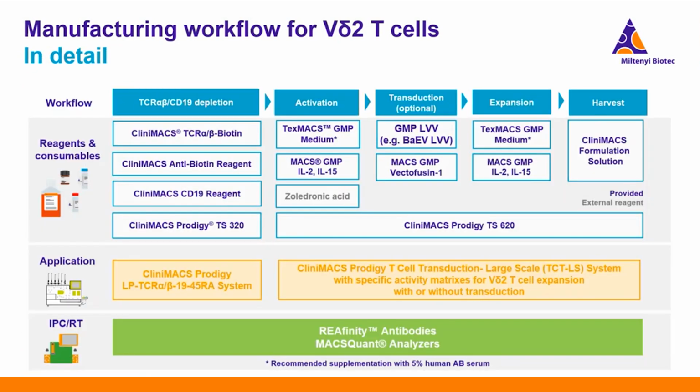In this slide now, we can have a look in detail at all the material that is needed for this manufacturing workflow, as well as material needed for the in-process control and release testing, or shortly IPC-RT. As I mentioned, we start the process performing depletion of alpha beta and CD19 positive cells.